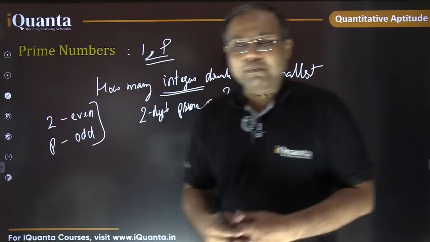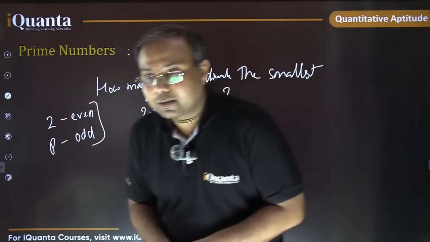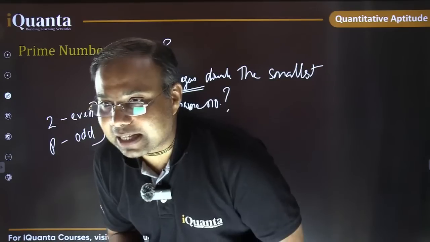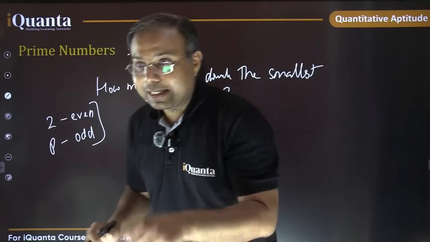What is the form of the prime number? This is one part. Anything else? Yeah, 6k plus 1, 6k minus 1. Exactly. But there's one condition with that. Don't forget that. Yes, except 2 and 3.